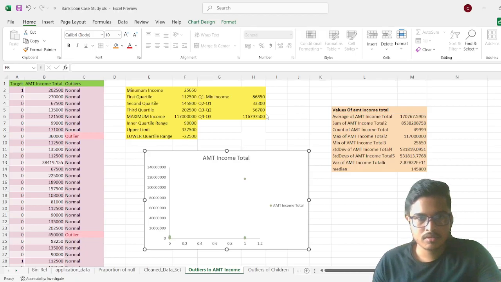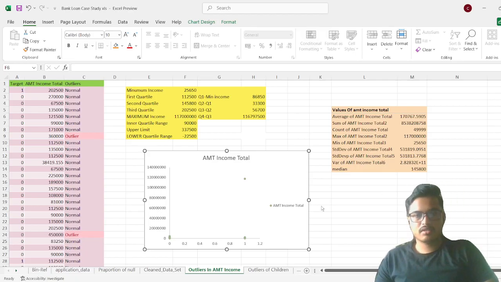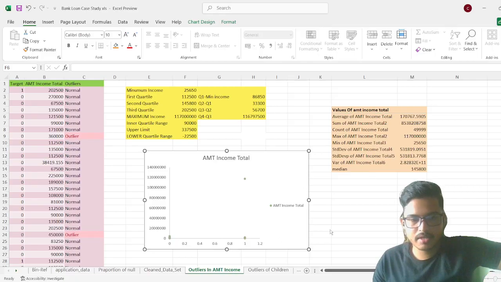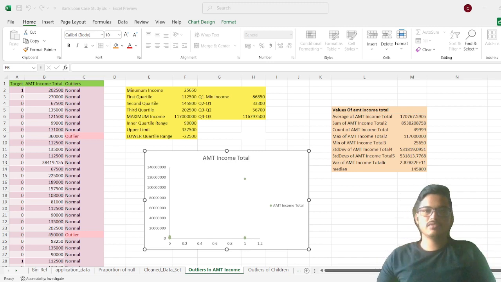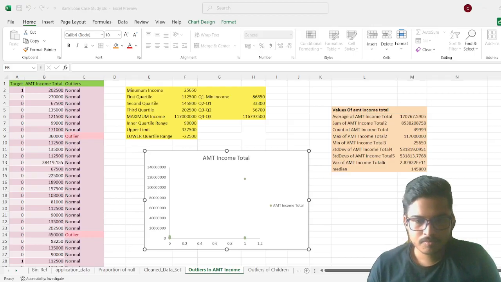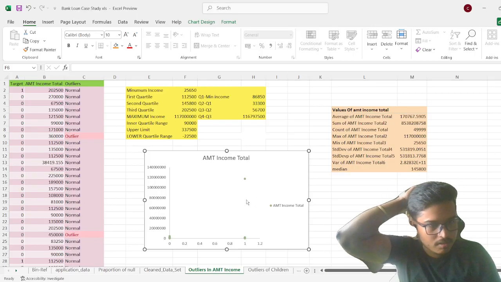Wait a moment. I was explaining this. My Excel is hanging a little bit because the data set is too big, I think almost 135 or 136 MB, which is making Excel not cooperate this time. I prefer Excel for small data sets. Okay, let's come back to here.